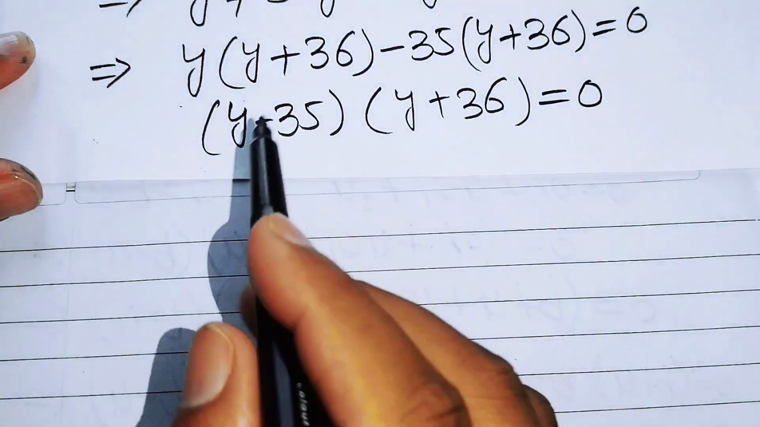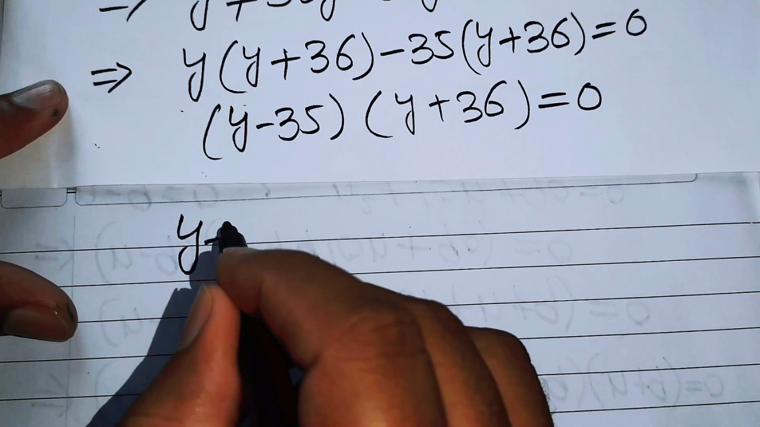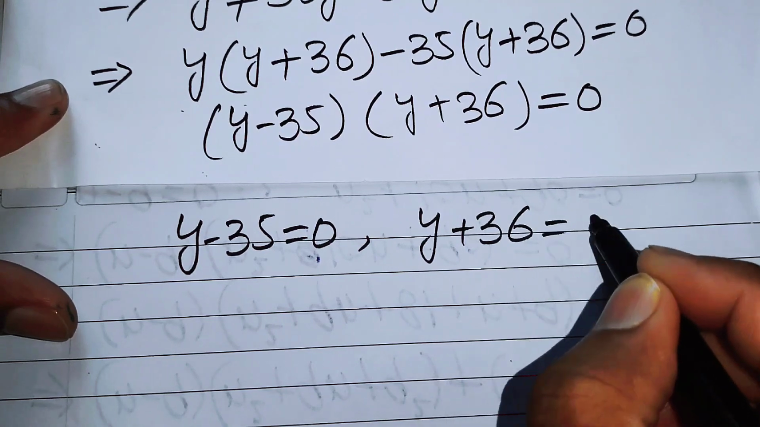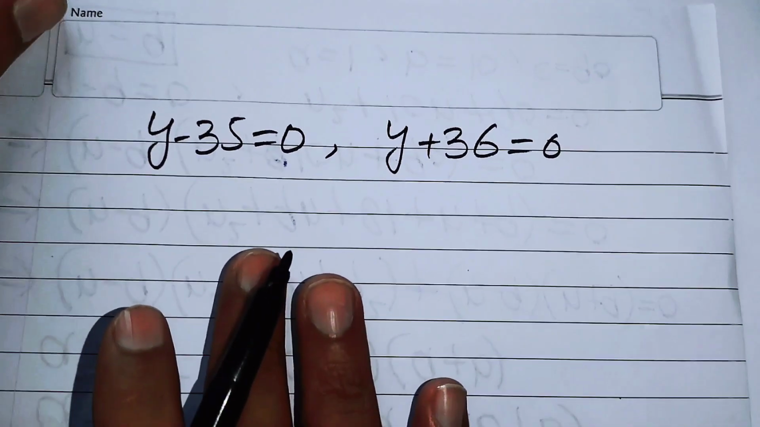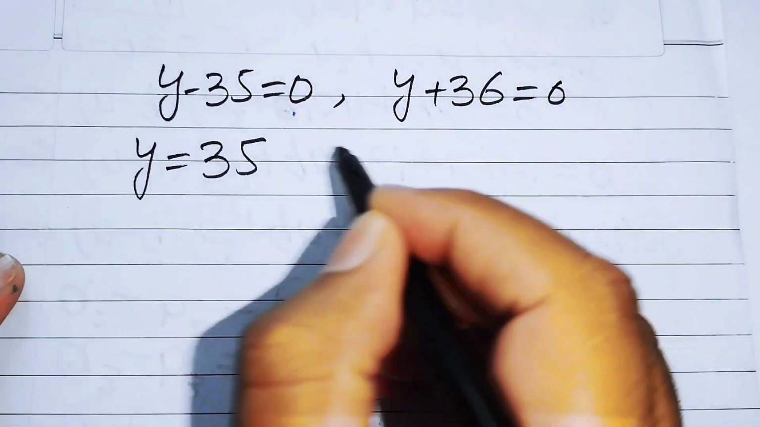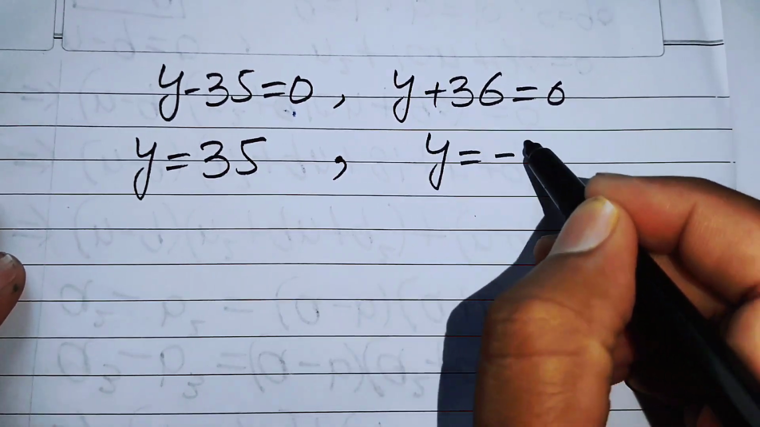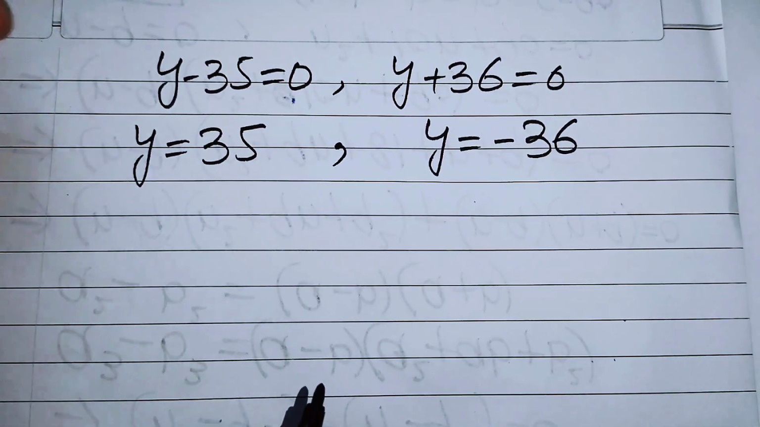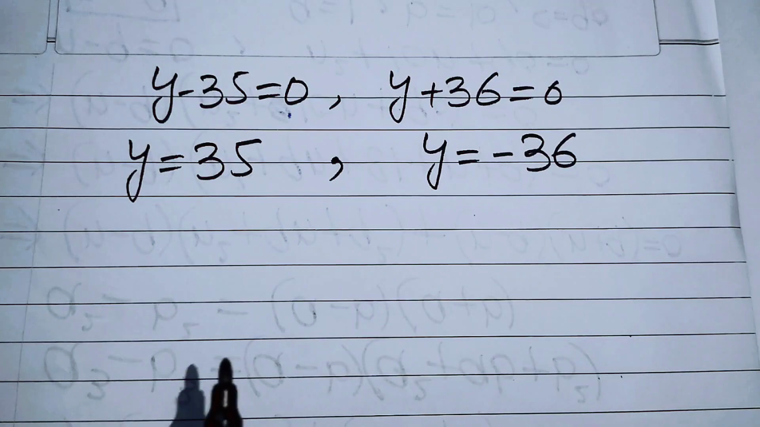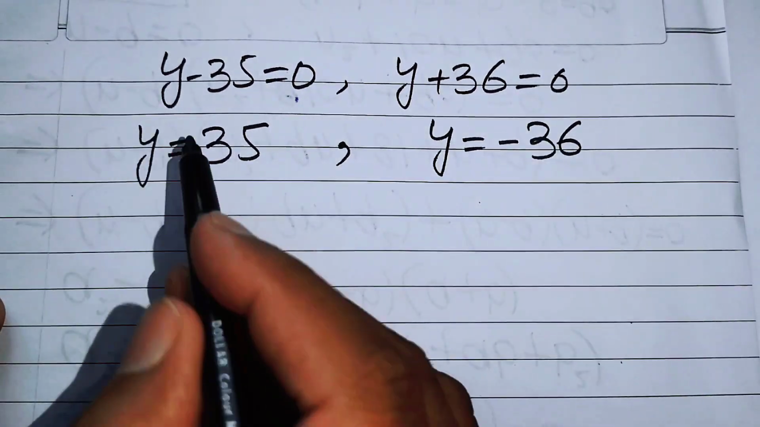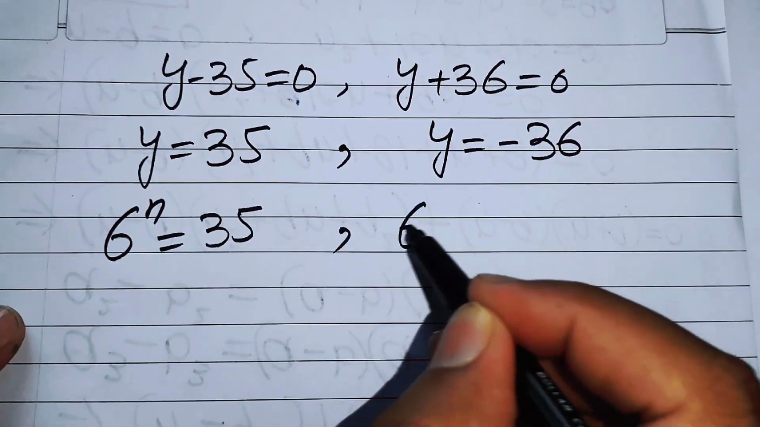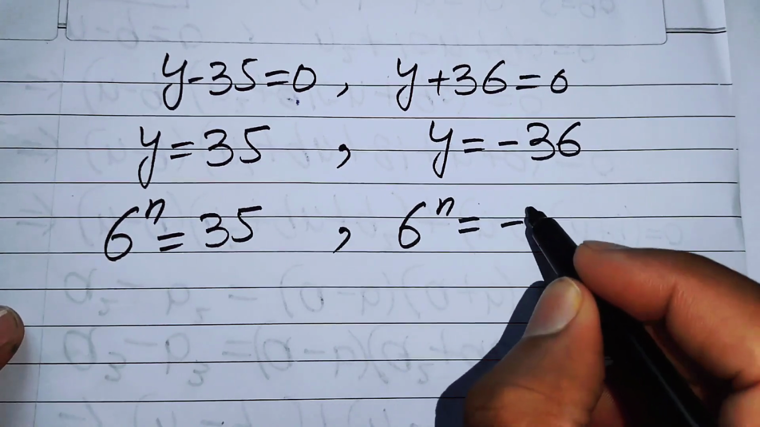So here we have two cases. The first case is y minus 35 is equal to 0, and the other case is y plus 36 is equal to 0. In the first case you get the value of y is 35, and in the second case you get the value of y is minus 36. At the start of the question we took y equal to 6 to the power of n, so we will back substitute the value of y, so it becomes 6 to the power of n is equal to 35 and 6 to the power of n is equal to minus 36.